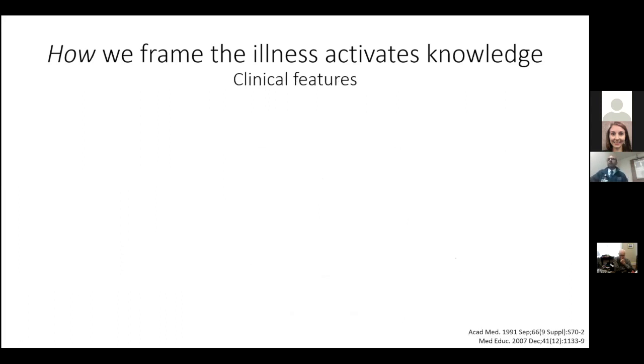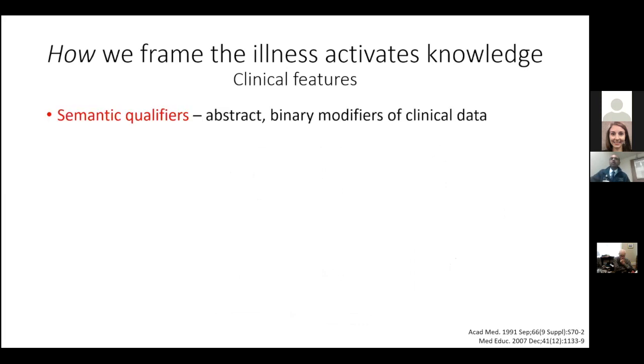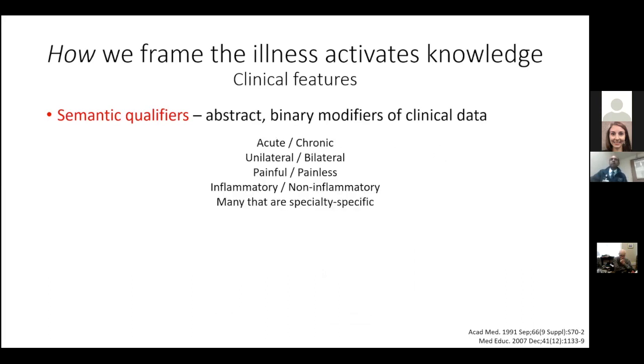And the final aspect of the problem representation is the clinical features. And there are two sort of ways that we describe problems that I think are worth mentioning here. One is the use of semantic qualifiers, which are really adjectives that are binary modifiers of clinical data. And we've talked about some of those already, like acute and chronic, like time course, but unilateral and bilateral would be another example for pain or edema, painful or painless for jaundice, for example, inflammatory and non-inflammatory for arthritis. There are many. I'm sure that you, in your individual specialties, can come up with any number of semantic qualifiers that you use to rapidly sort through all of the illness scripts and schema in your mind.